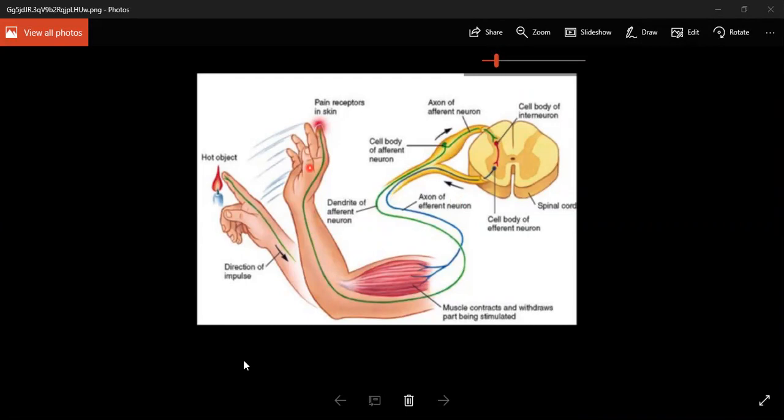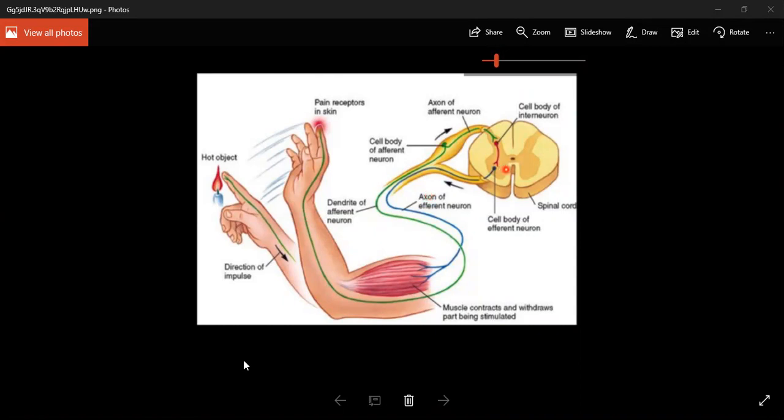The picture contains the pain receptor in the finger. When a nail pricks, what happens? Here the pain receptor is present. The pain receptor absorbs this pain. It's a pain receptor, it's pink in color. Then look at this one.